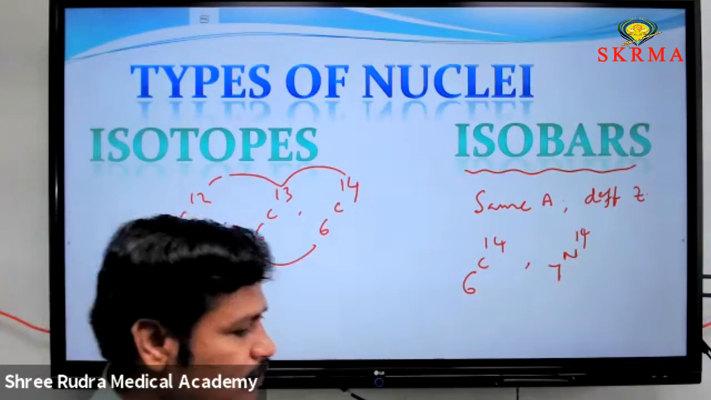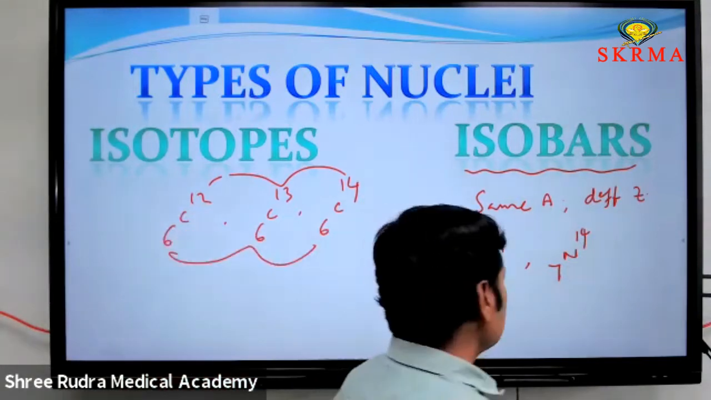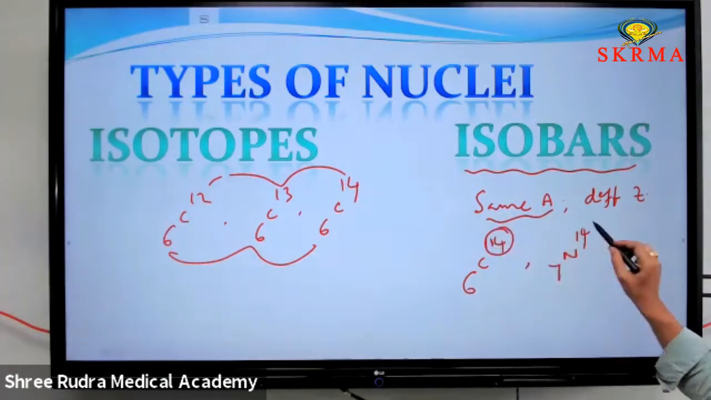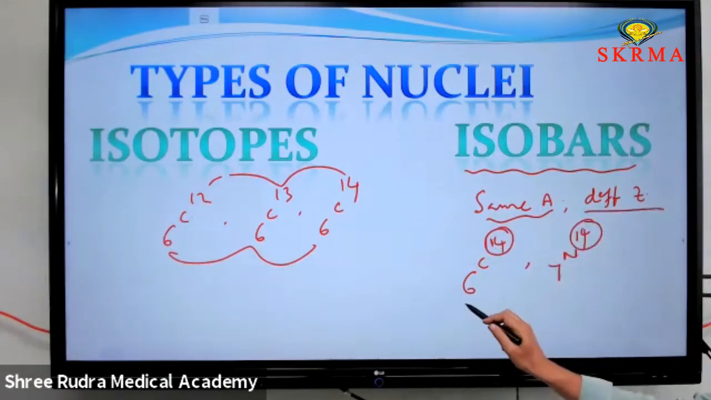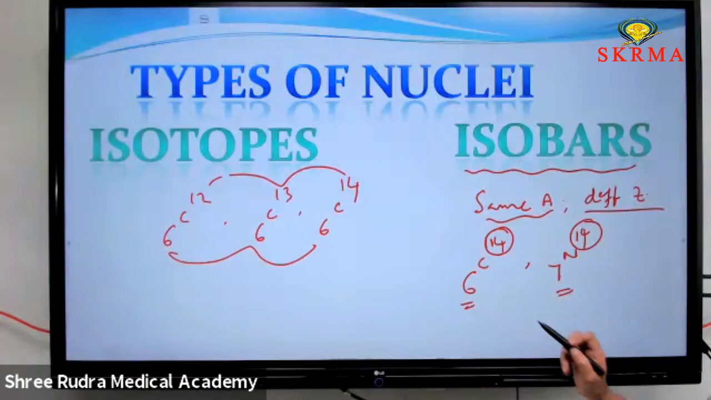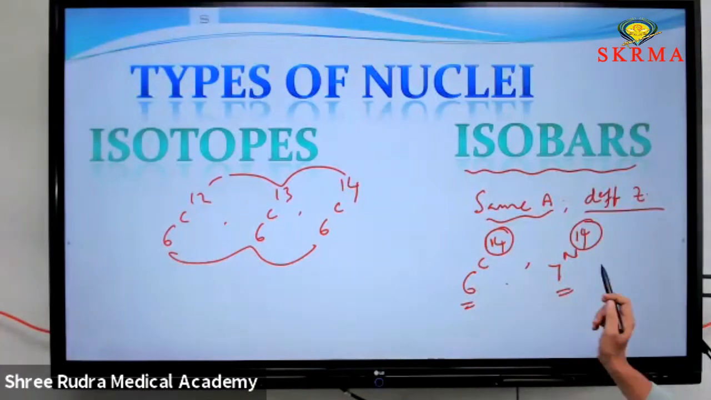If you observe this one, here the mass number A is the same. Here also 14, here also 14. The Z is different. The Z varies from carbon isotope to nitrogen isotope. Here Z is different, but A is same.